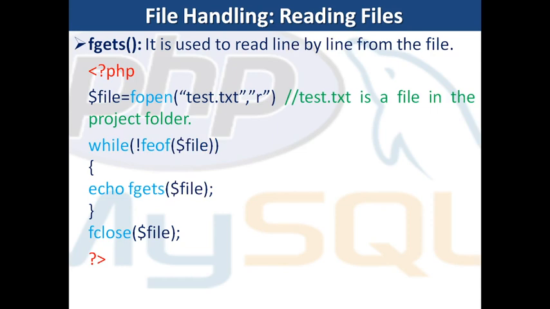Reading files with fgets. It is used to read line by line from the file. So $file, I've opened test.txt. We can open in any mode: R mode, A plus mode, R plus, or W plus. W plus may not be able to read a file, so use either R plus or A plus mode.